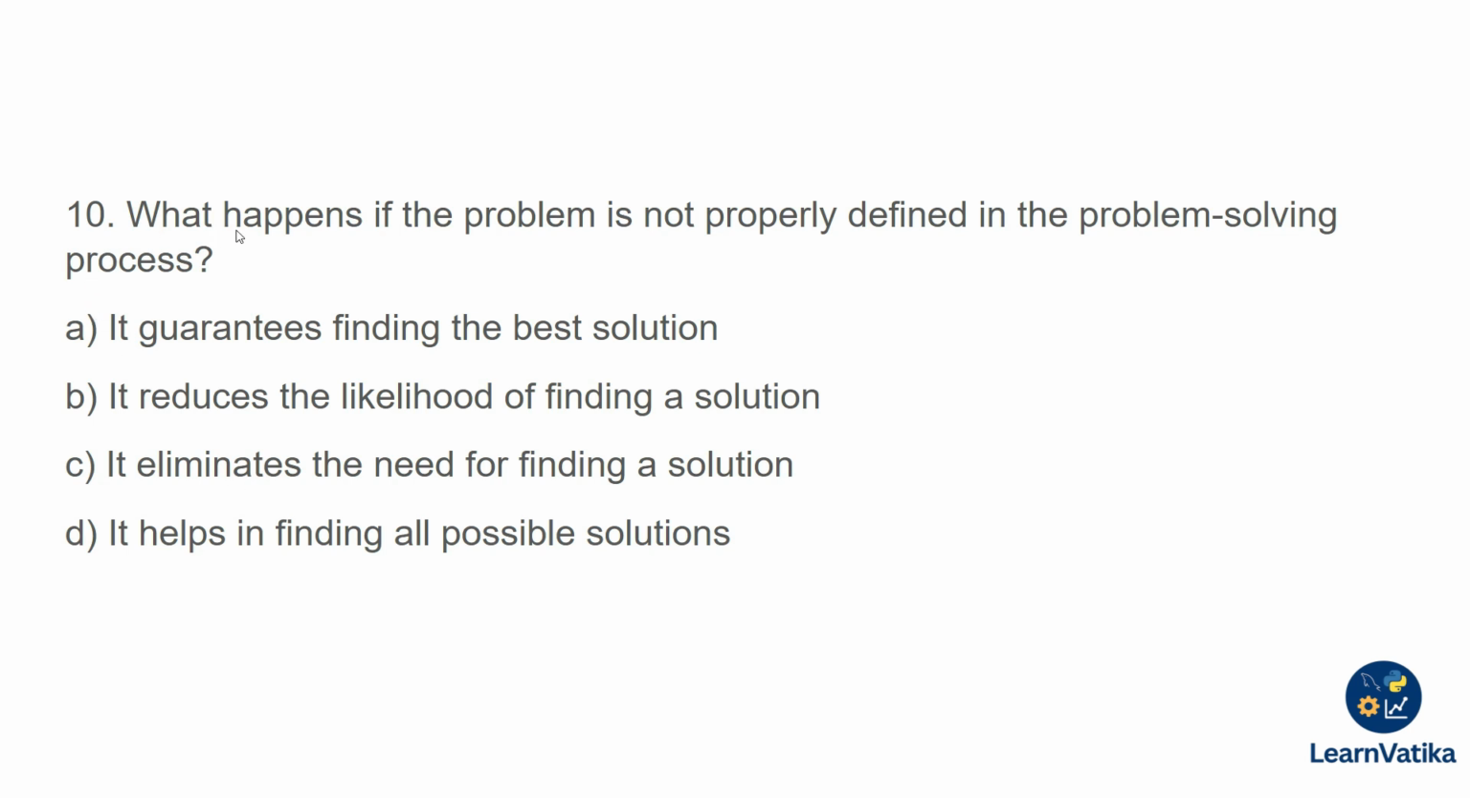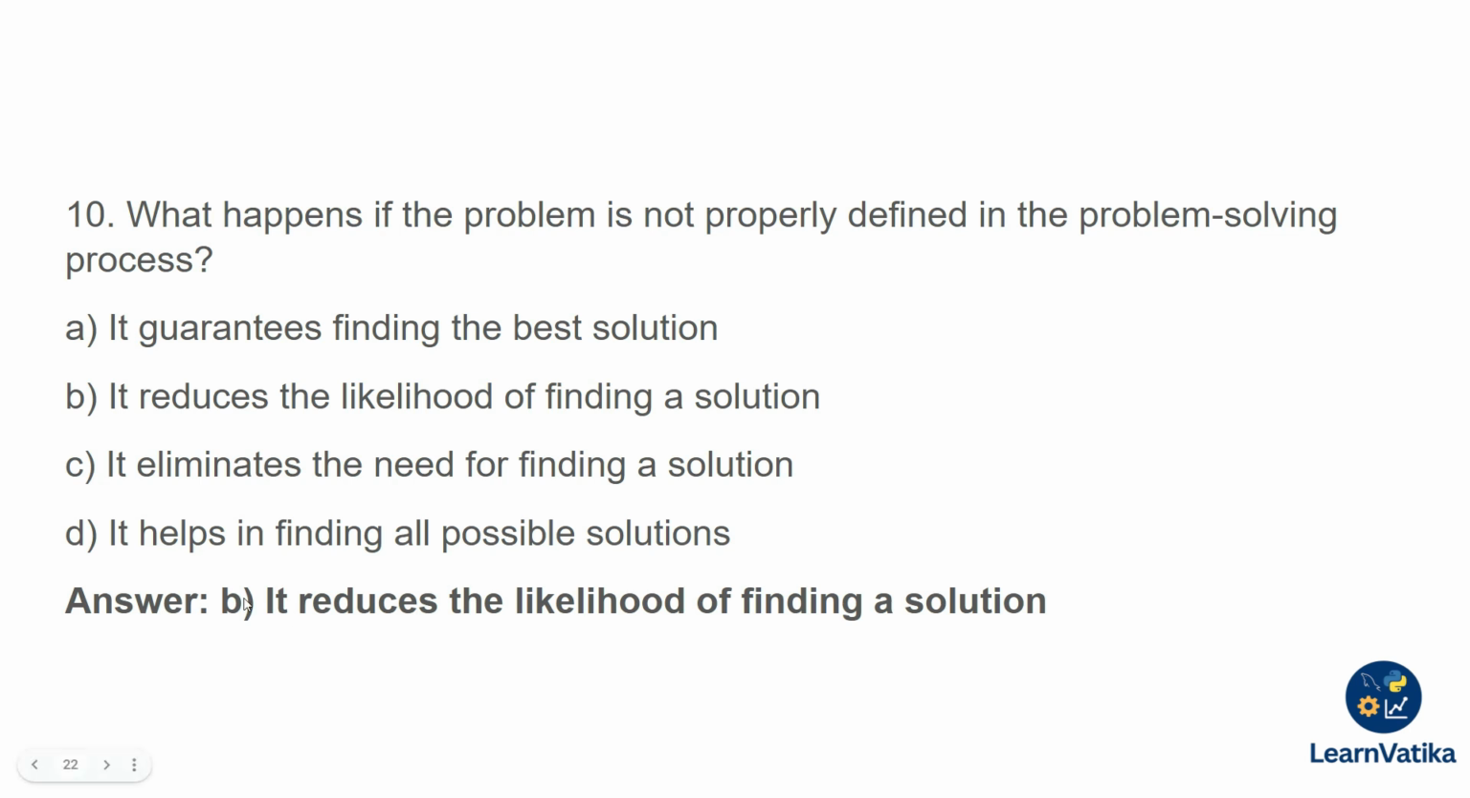The tenth question, what happens if a problem is not properly defined in the problem solving process? Option A, it guarantees finding the best solution. Option B, it reduces the likelihood of finding the solution. Option C, it eliminates the need of finding the solution. Option D, it helps in finding all possible solutions. The answer is it reduces the likelihood of finding the solutions.